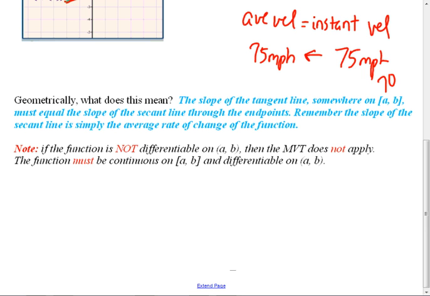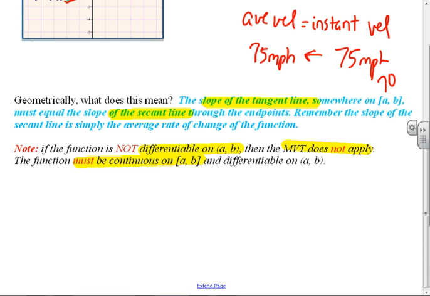All it's saying, and I'm sorry it's so light, it's very hard to read, the slope of the tangent line has to equal the slope of the secant line. That's all I have to remember. The function has to be differentiable on AB. I'm on a different sheet. Sorry. Then the mean value theorem does not apply. The function's got to be continuous on that closed interval.